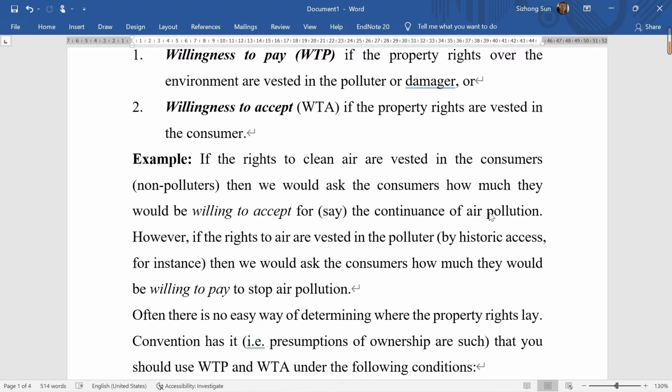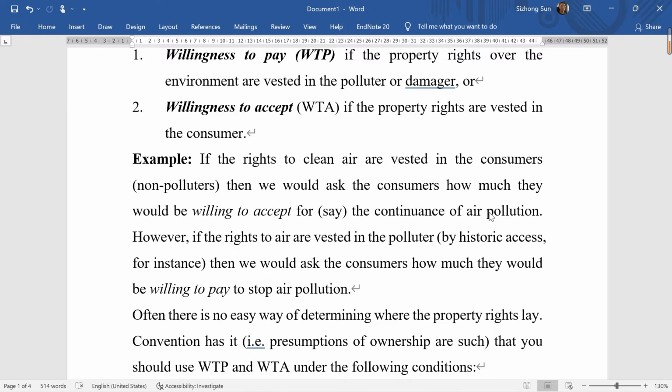What do I mean? If the rights to clean air are vested in the consumers, who are non-polluters, then we would ask the consumers how much are you willing to accept for the continuation of air pollution? Okay, because they have the property rights.